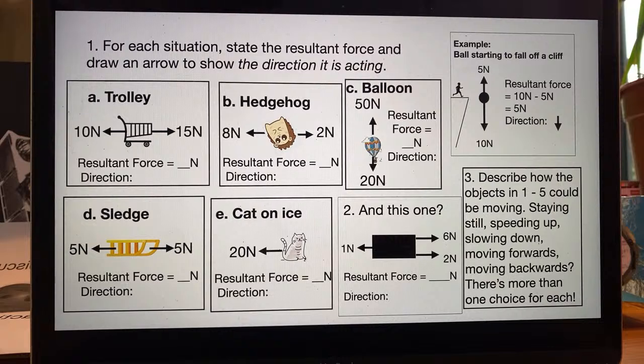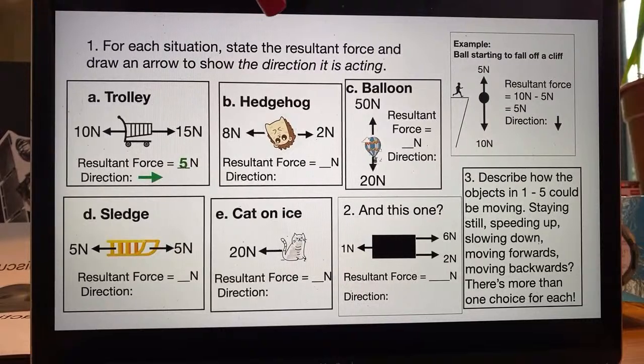Shall I go through the first ones just so you know you're on the right track? So if the trolley is going forwards with a force of 15 and backwards with a force of 10, the resultant force on it, well, that 10 would balance out the 10 on the other side. And the resultant force is 5 newtons in the direction of the 15 newtons. That's the resultant force. It's not necessarily the direction the trolley is travelling in. We'll talk about that in a sec.